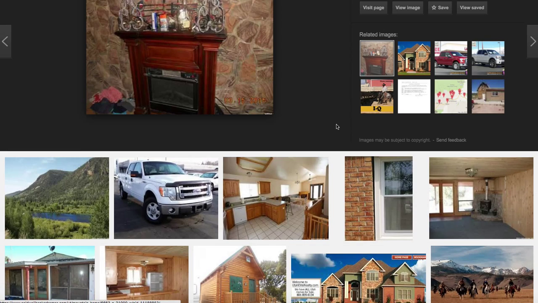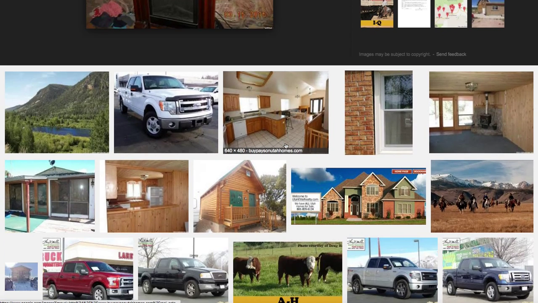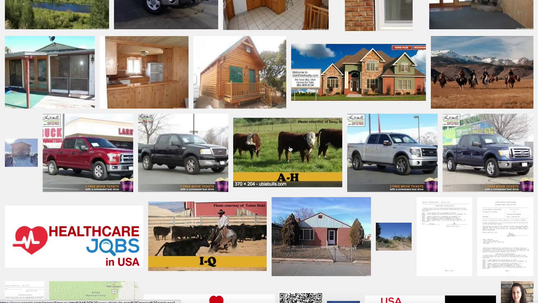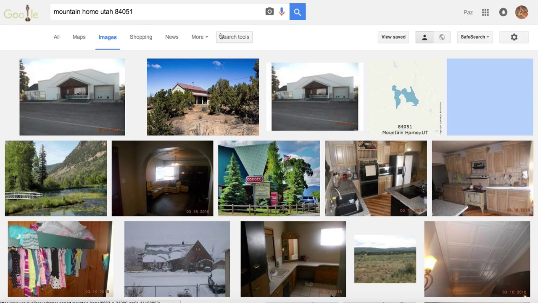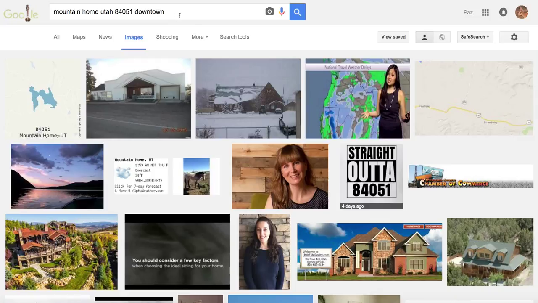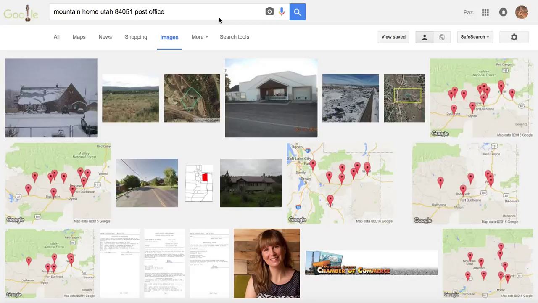It's a weird real estate picture and all these timestamp pictures. Mostly real estate stuff, to be honest with you. Sometimes I like to do this. I'll add in downtown. You see there's a downtown. I know there's a post office. Let's look at post office, see if we can find out what that looks like.